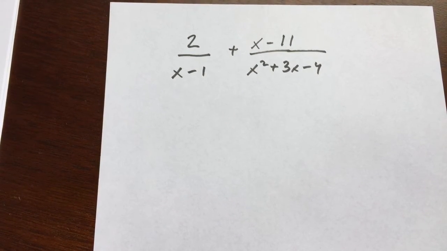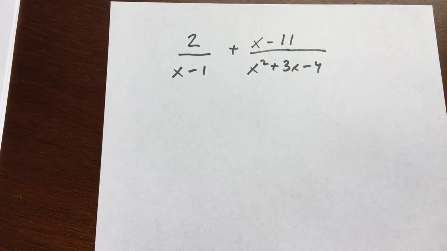Okay, so we've got 2 over x minus 1 plus x minus 11 over x squared plus 3x minus 4. So SK10RBOI, did I get the question correct? How did I do on that one?